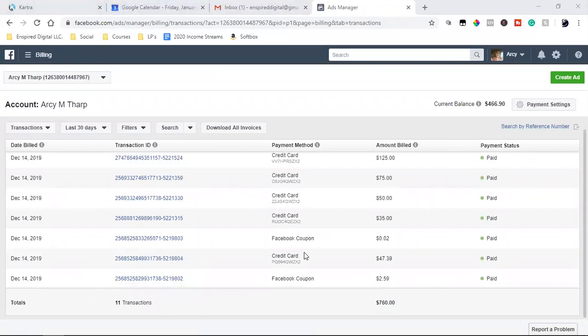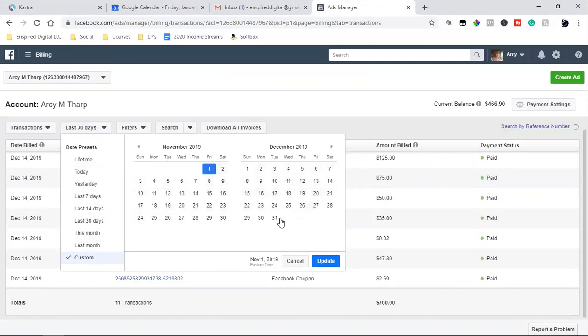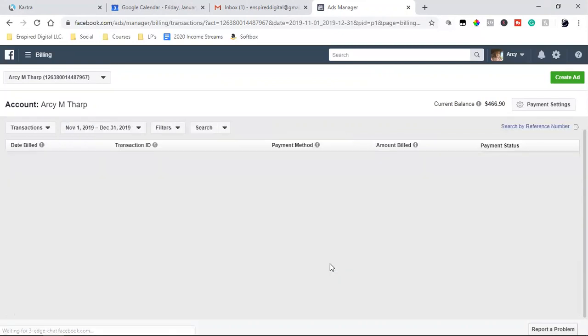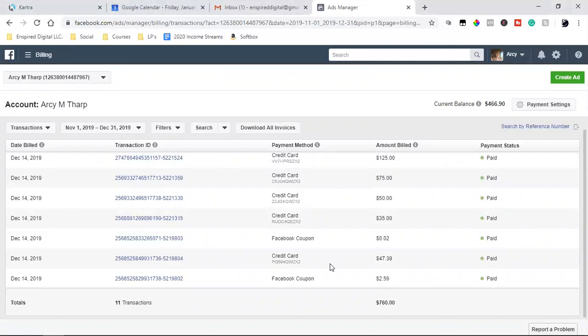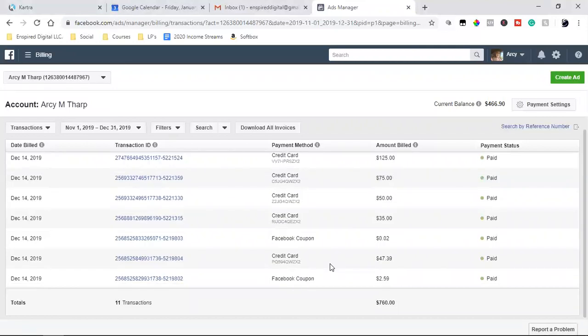Do you see that? Can you go lower than December 14? Earlier, let me see. Let's look at November 1st to December 31st. So it was all billed in December, and that 760 that went to them in December.